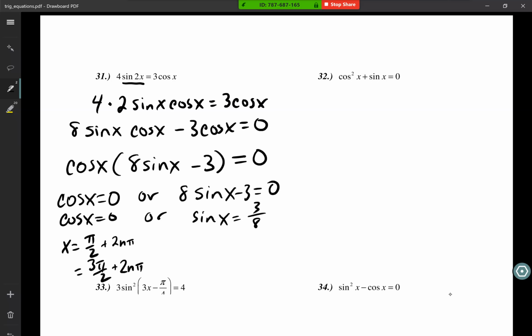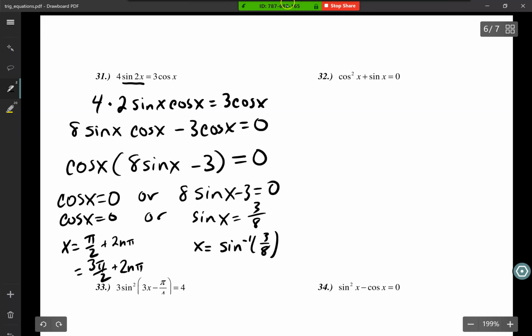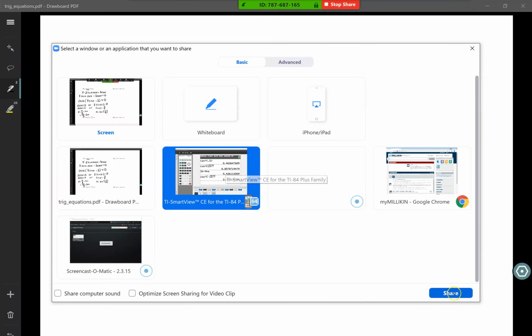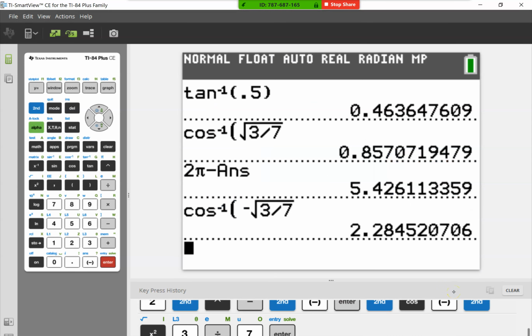Over here, for the second equation, I do not know where sine is equal to 3/8. So I'll need to take the inverse sine of 3/8. That's a job for the calculator. So go over to the calculator here. We'll do inverse sine of 3 divided by 8.